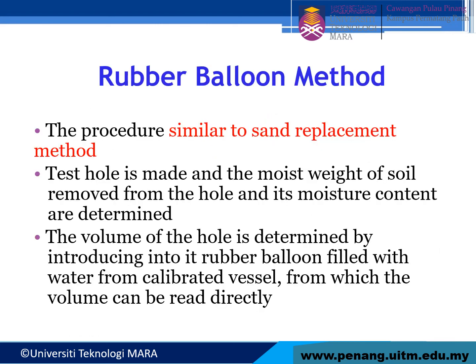Okay, rubber balloon method. The procedure is similar to sand replacement. The test hole is made and the moist weight of soil removed from the hole is measured, and the moisture content is determined. The volume of the hole is determined by introducing a rubber balloon filled with water from a calibrated vessel, from which the volume can be read directly.